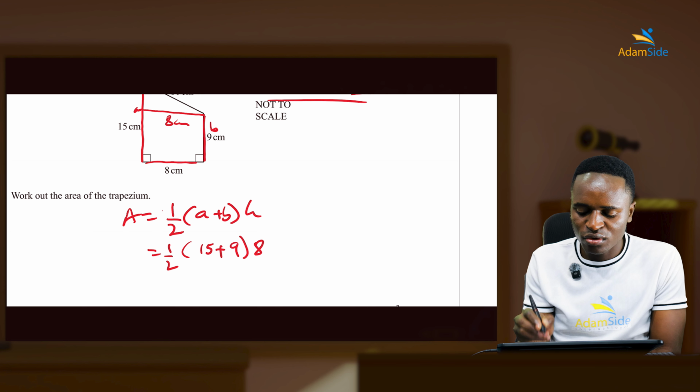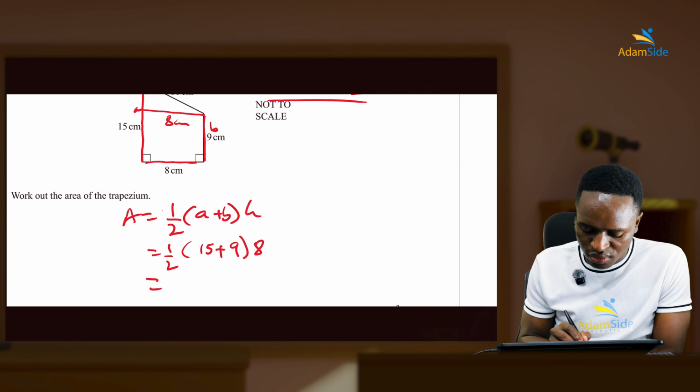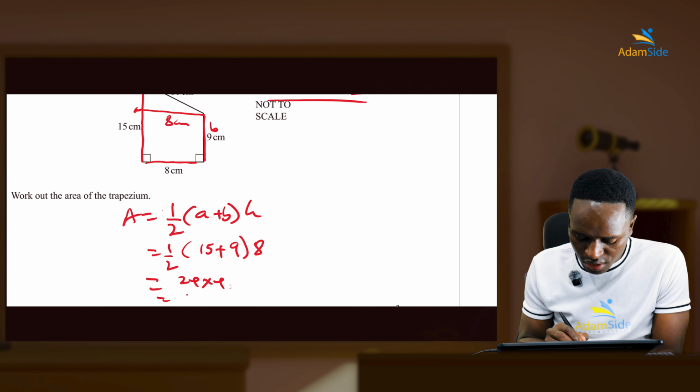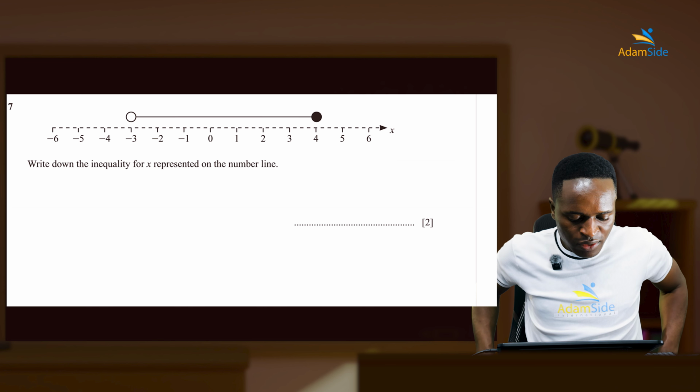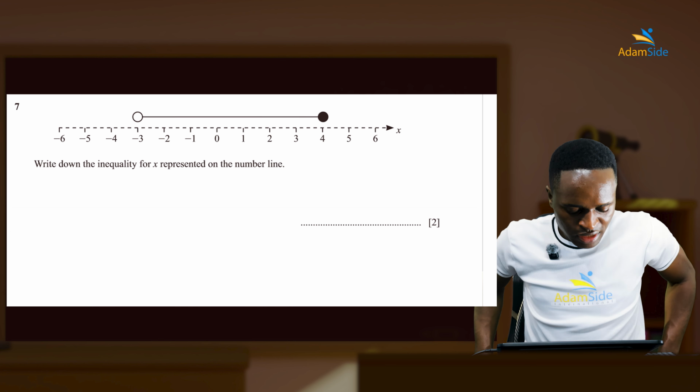These candidates, they had a lot of measurement questions. So a half of 80 obviously is 4. 15 plus 9, it is 24 times 4, you get 96 square centimeter. Correct. Write down the inequality of x represented in the number line.